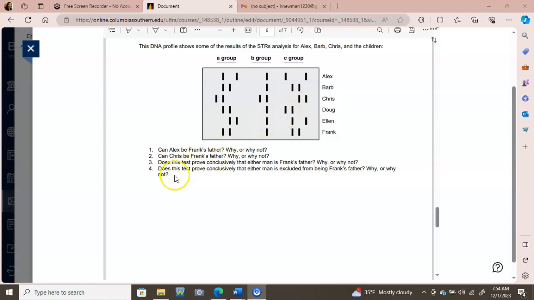And then, does this test prove conclusively that either man is excluded from being Frank's father? Again, not necessarily. Mutations can happen from one generation to the next, and so it's possible that a mutation happened from Alex to when Frank was being born. There could have been a mutation that changed the pattern. So that's a little bit about how STR analysis works.